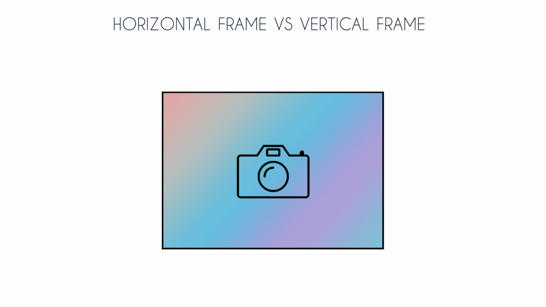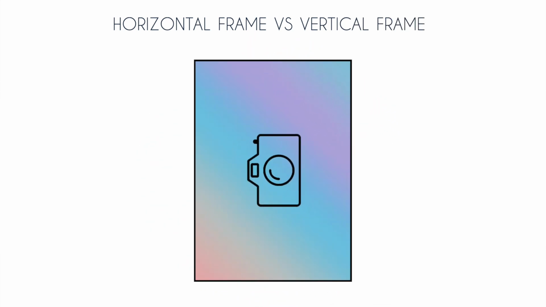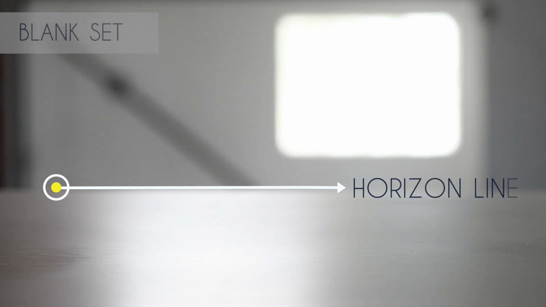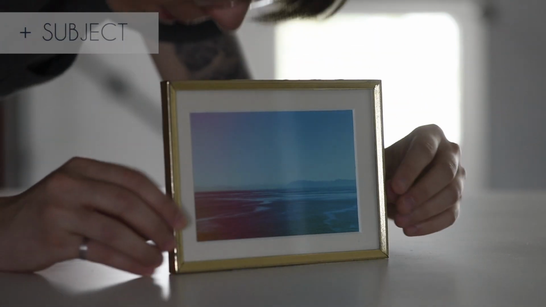Let's start with your frame. Which way are you holding your camera? Flip it around for a vertical frame. Just for reference, this is how we set up this shot. Once we know what direction our frame is, we have to worry about everything inside the frame. So you start with a blank set, make sure your horizon line is straight. Now we add our subject.